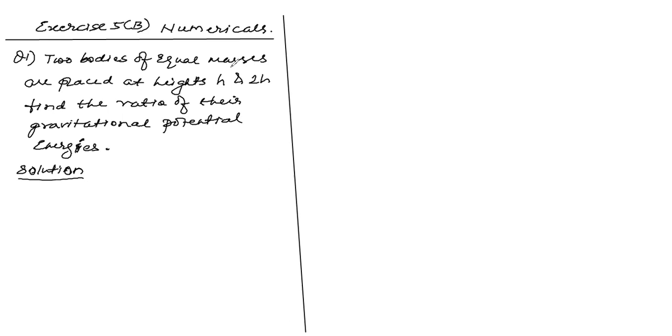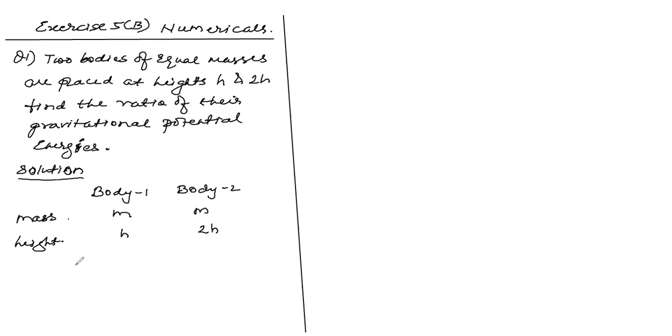Two bodies of equal masses. So what I do, I always have one vague idea. Always name it like this: two bodies. Let me call it body 1 and body 2 of equal masses. The mass is same. And how are they at heights? This body is at a height h, then this body is at a height 2h. Find the ratio of the gravitational potential energy.